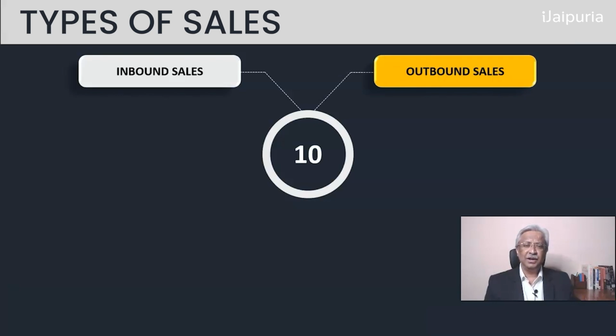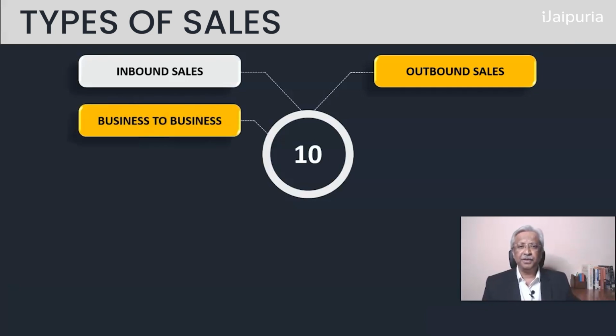On the other side, we have outbound sales, where we can go out and meet people, reach out to a larger audience, and do sales. So inbound and outbound are the primary two methods of doing sales. However, within this broad framework of inbound and outbound, there are multiple ways through which you can still manage to do sales. How is that?